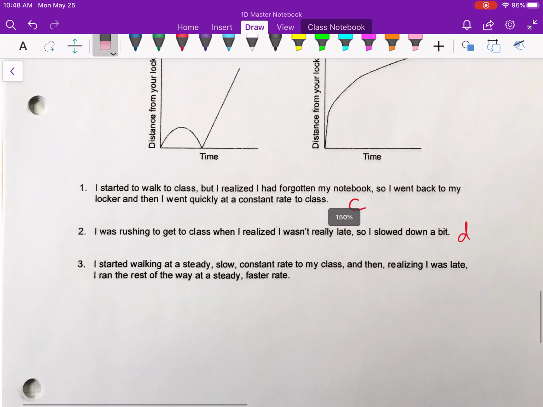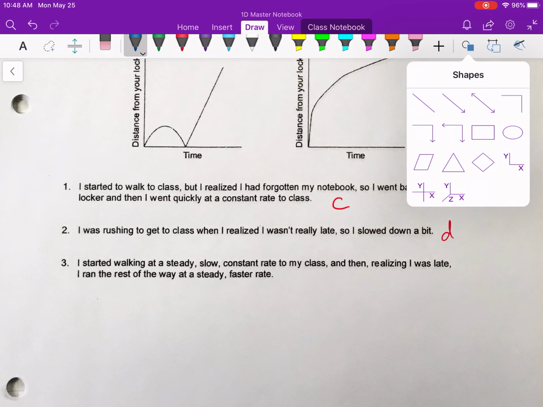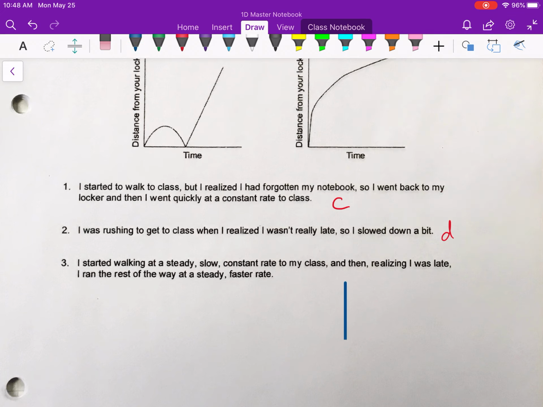So for number 3, if I want to draw a graph, I'm doing this a bit out of order, but that's okay. So if this is what my grid looks like, and we've got time on the bottom, distance on the side. So walking at a slow, steady rate to class. Oops, my hand slipped. And then running the rest of the way would be like this, without that stop in between.